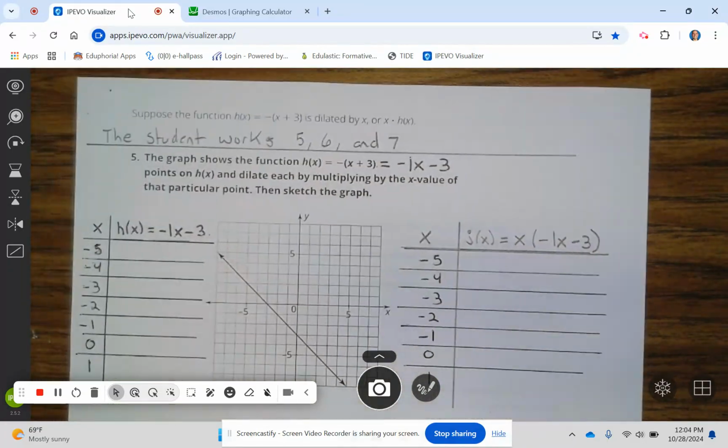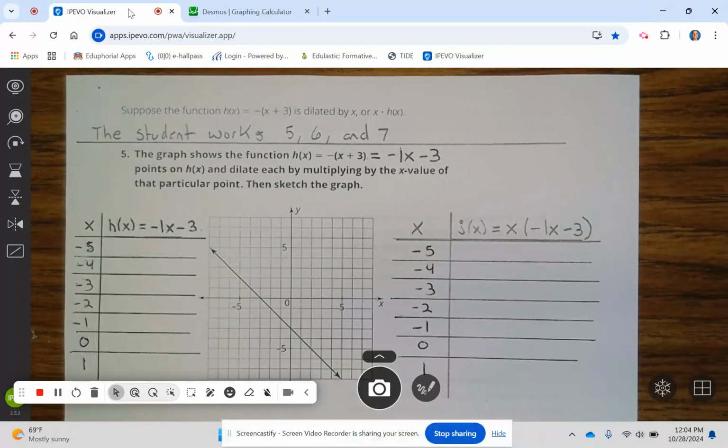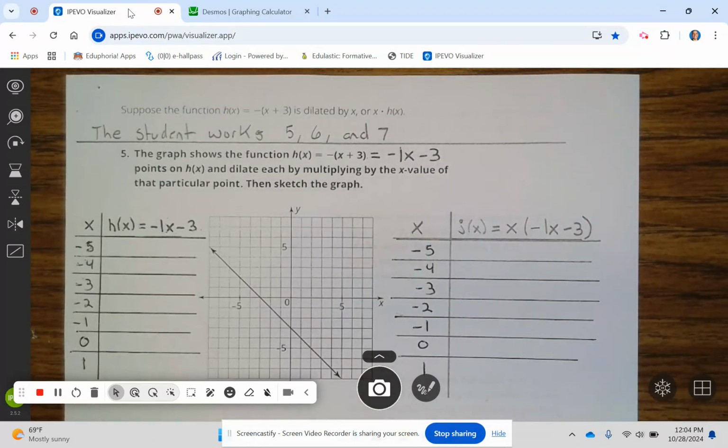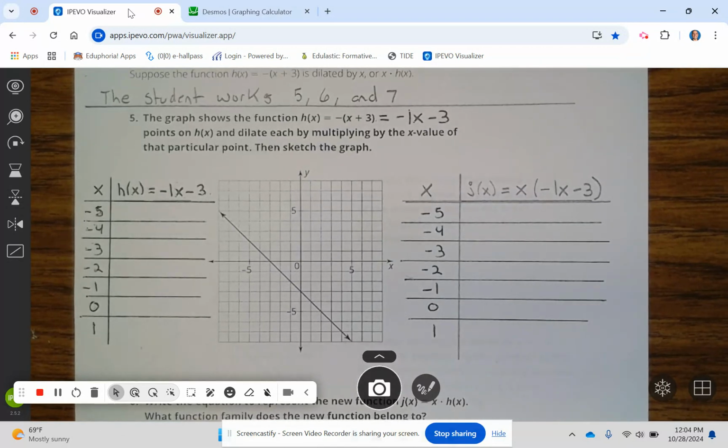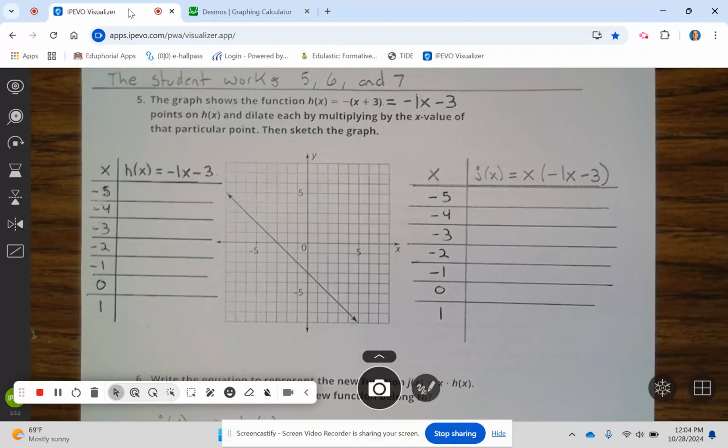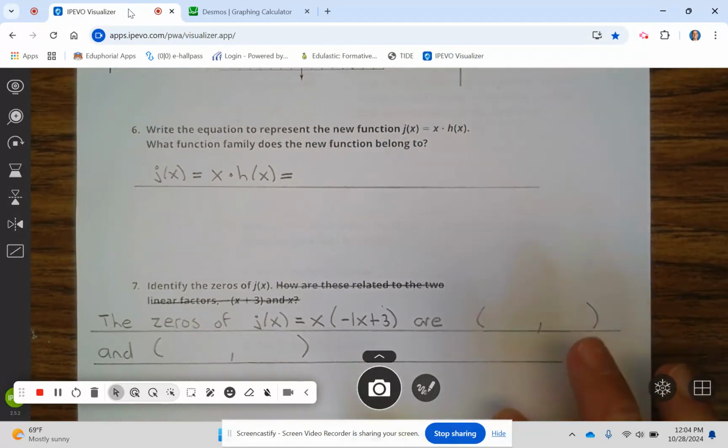All right, let's take a look at this page. Suppose the function h of x equals negative parentheses x plus 3 is dilated by x, or x times h of x. The student works 5, 6, and 7. All right, so we'll take a moment to write down those tables. All right, and then go ahead and write down the information for 6 and 7. And then go ahead and complete those problems in Edge Elastic.